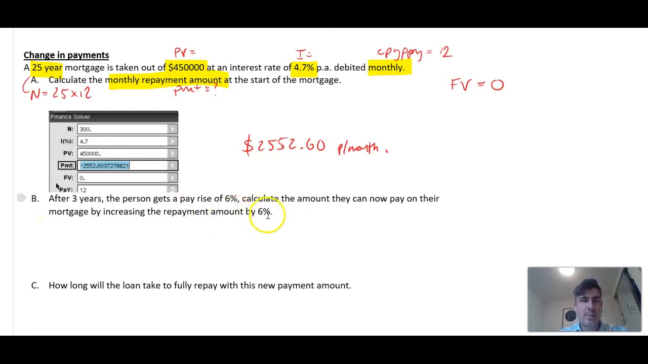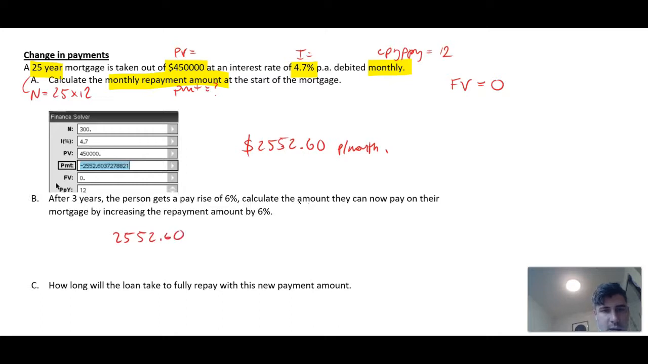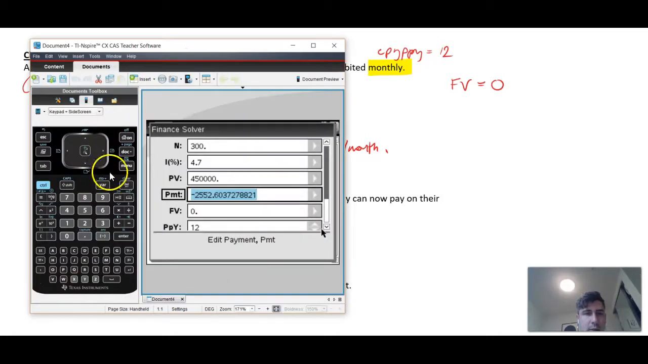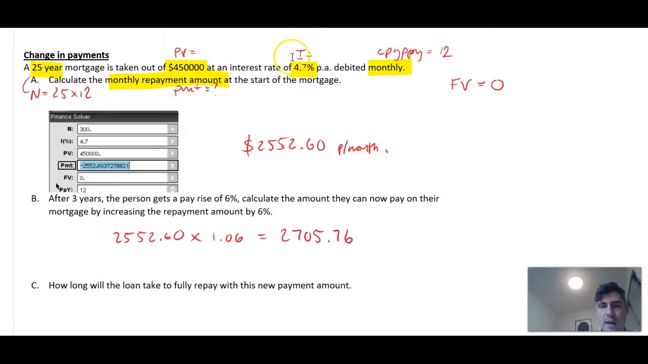Now, in this scenario, the person after 3 years gets a pay rise of 6%. Calculate how much they can now pay on their mortgage if you increase by 6%. So this is a particular thing specific to this question, but the idea is that if this person's earning more, then they should be paying more. So it's going to be a 6% rise. So we're just going to get the amount and times it by 1.06, and that will increase it by 6%. Okay, so if I just go to my calculator page to do that, 2705.7. Now, that's the amount that they pay per month. So I'm just going to write that down as an answer. So that's the new repayment amount.